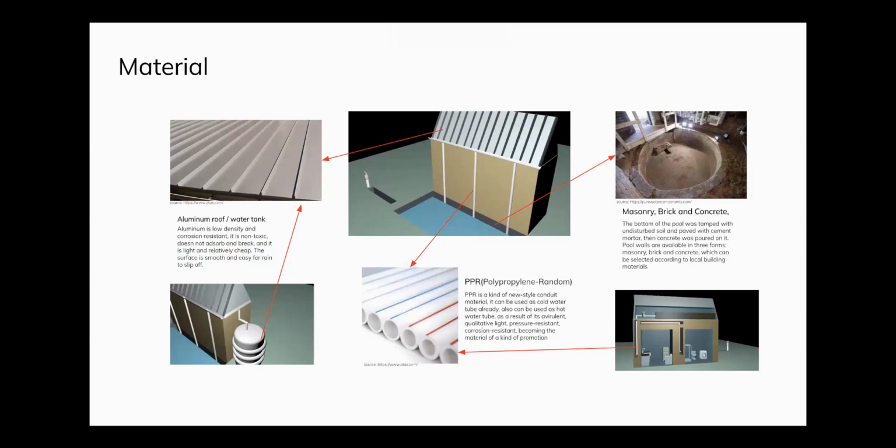The external reservoir is made of brick and concrete. The bottom of the pool was tamped with undisturbed soil and paved with cement mortar. Then concrete was poured on it. Pool walls are available in three forms: masonry, brick, and concrete, which can be selected according to local building materials.